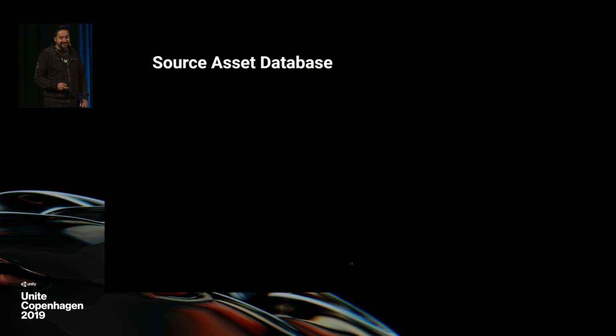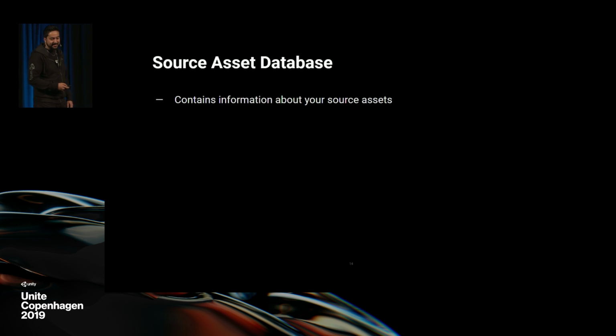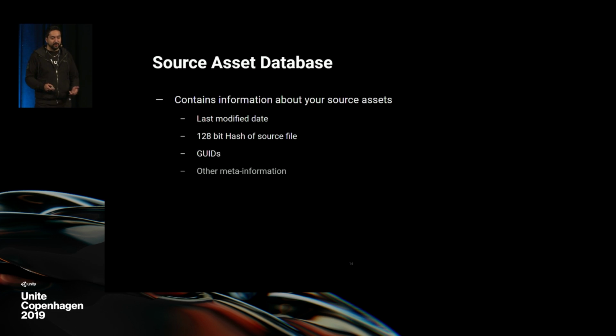All right, so the source asset database. That contains information about your source assets: the last modified date, a 128-bit hash of your source file, GUIDs, and other meta information. This is all in memory, so we don't have to go down to the file system and request the last modified time, and we don't have to rehash it every time we want to get something. So we're caching this in memory.